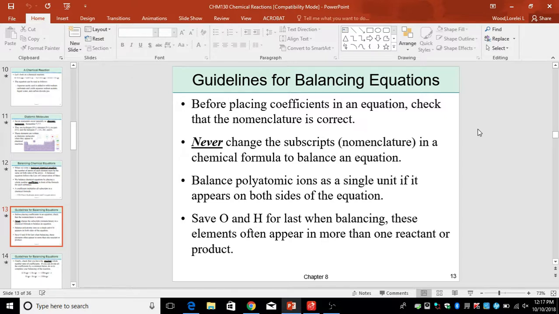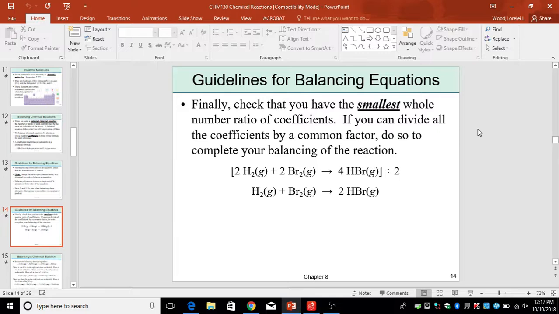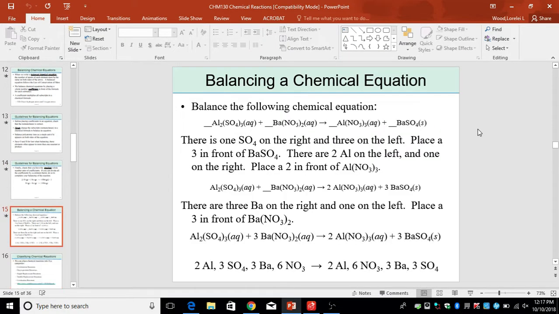All right. When you're balancing these, my suggestion is always save oxygen and hydrogen for last because those are often in more than one compound as reactants and products. And if you save them for last and you got something easy like hydrogen gas, H2, or oxygen gas, O2, it makes balancing the whole equation much easier because you can just throw a coefficient in front of those. All right, and then finally you want to get to the lowest whole number ratio of the components in the compound. So if you balance something and you come up with 2H2 plus 2Br2 yields 4HBr, you want to reduce it to its lowest whole number ratio, which is a 1-1-2 combination rather than a 2-2-4 combination, which you guys all have done that sort of thing before.